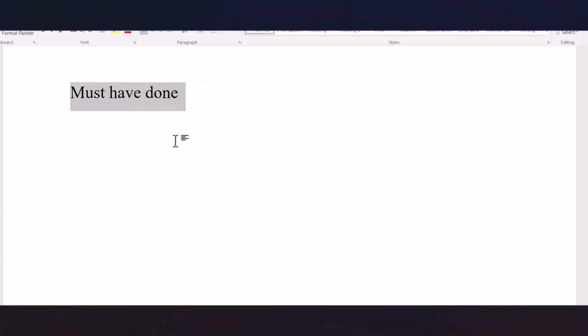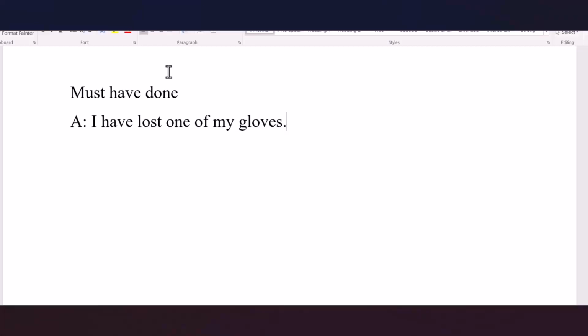Finally, must have done is left. We use must have done when we are certain about a past situation. When we use evidence or logic, when we have a reason for what we say, so we use must have done. For example, person A says, I have lost one of my gloves. And person B replies, you must have dropped it somewhere.